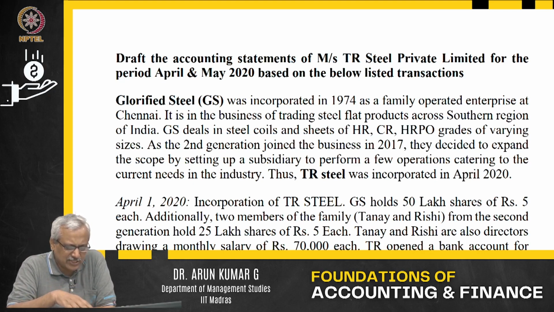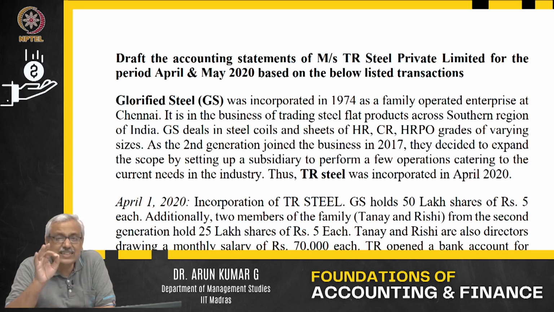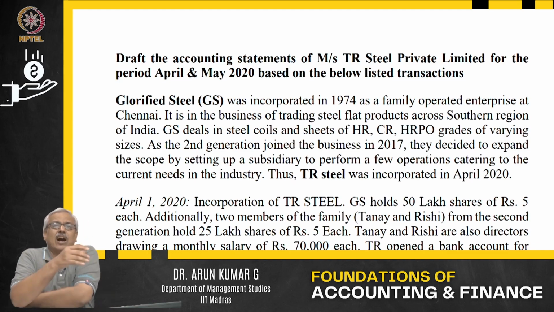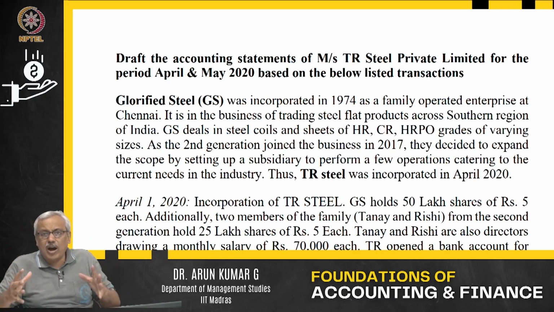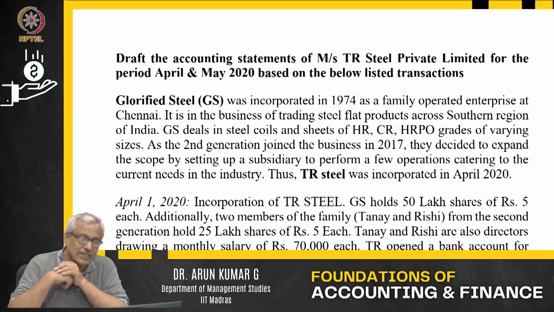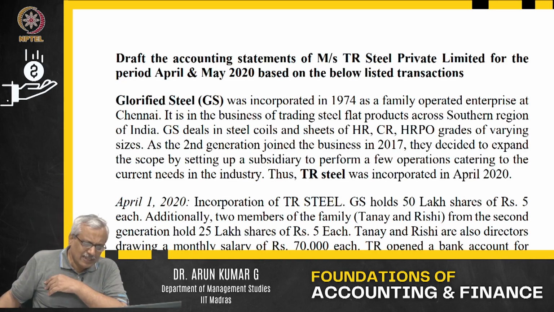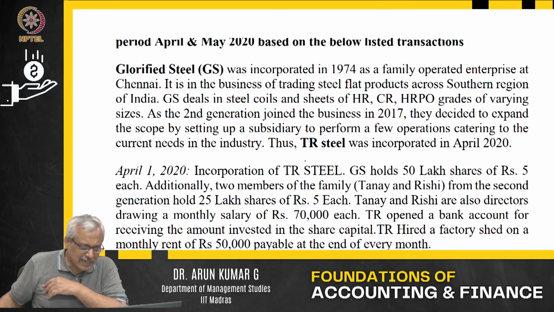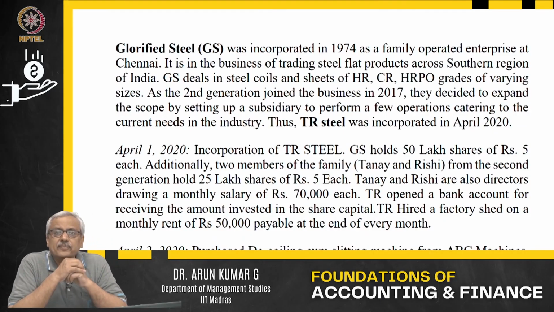As the second generation joined the business in 2017, they decided to expand the scope by setting up a subsidiary to perform a few operations catering to the current needs of the industry. Thus, TR Steel was incorporated in April 2020. Incorporated means a company was formed, a company was started; the subsidiary was formed, the subsidiary was started in April 2020. Now, let us start with the transactions as of April 2020.